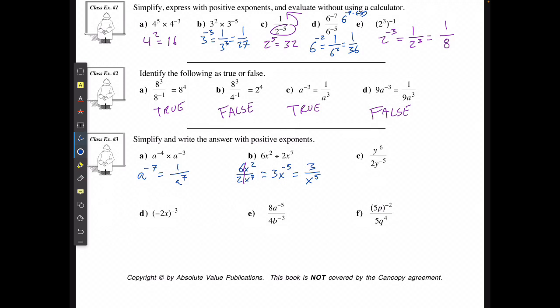For example C, if I have y to the 6 over 2y to the negative 5, 6 minus negative 5 is the same as 6 plus 5, and I have y to the 11 over 2.